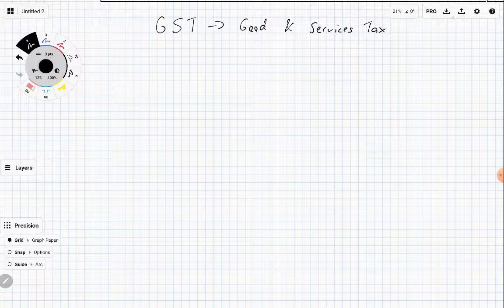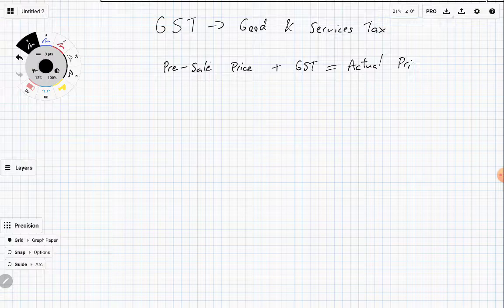If you go to the USA, for example, and you walk into a store and you see something that's worth $5, you will not pay $5 for it. You'll pay more than $5 because you have a pre-GST price, or we sometimes call it the pre-sale price, and then you add the GST, a tax, and that is what you actually end up paying. So it's the actual price, right? That's what you have to pay.